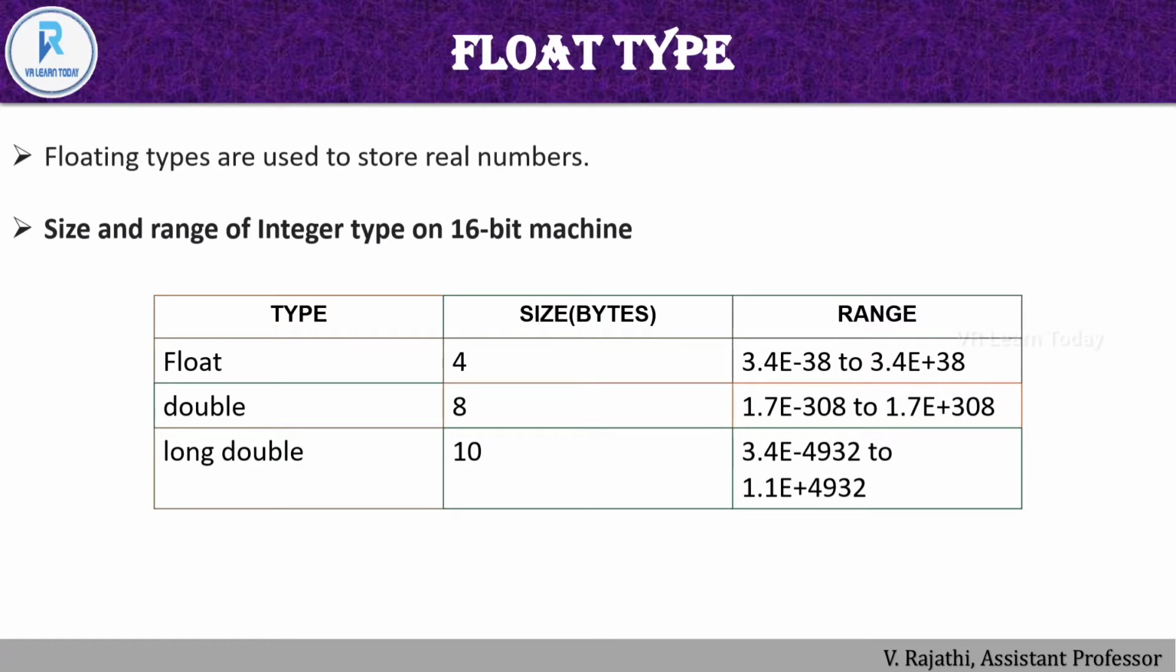Next is the float type. Float types are used to store real numbers, that is, numbers with a fraction part. Integer means it holds only the whole number without a fraction part. So if you want to declare a fraction part, you have to use the float type. Floating point types are used to store real numbers, and the size and range here are also taken from a 16-bit machine. For float, 4 bytes; double, 8 bytes; and long double, 10 bytes. Okay, and this is the corresponding range for float, double, and long double.